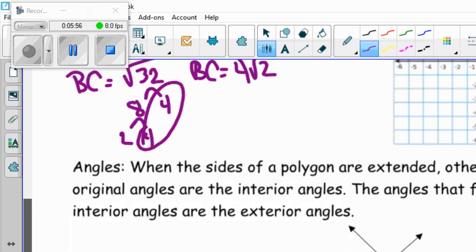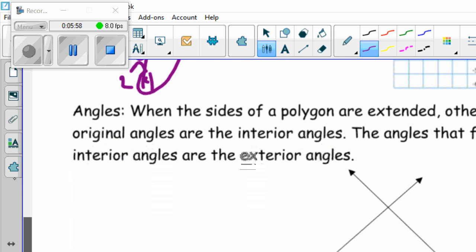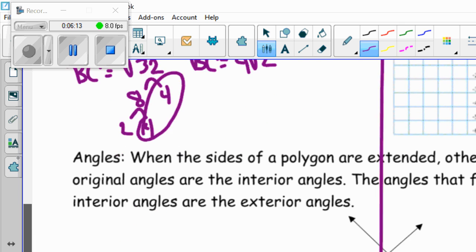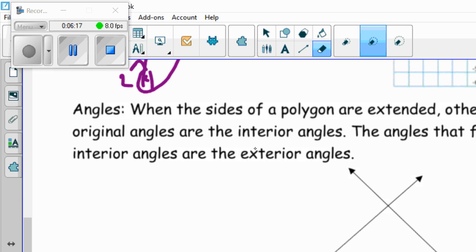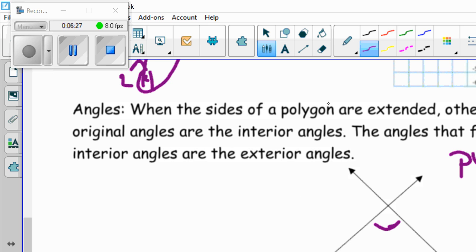All right. Next thing, we're going to talk about some angles. When the sides of a polygon are extended, so here you see we've drawn this triangle in the center, but we extended all of those sides. Other angles are formed. The original angles are the interior angles. Let's see if I can get rid of that stray mark there. Okay. All right, so this is an interior angle, this is an interior angle, and this is an interior angle. So my purple are my interior angles.